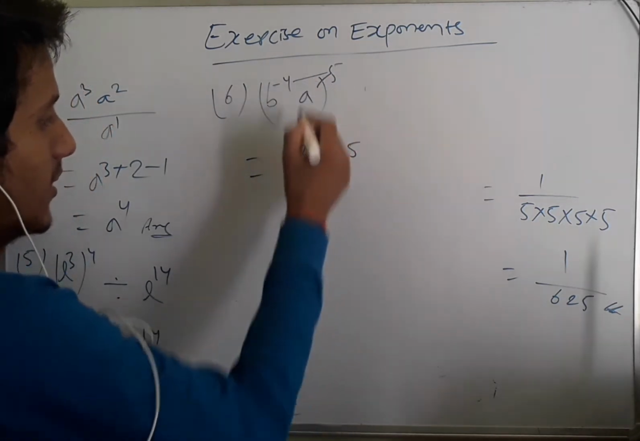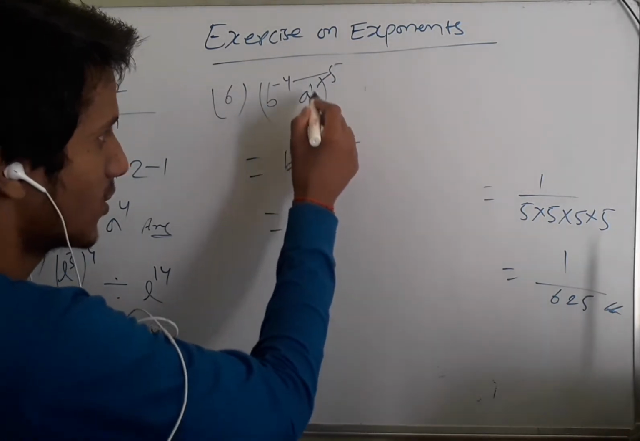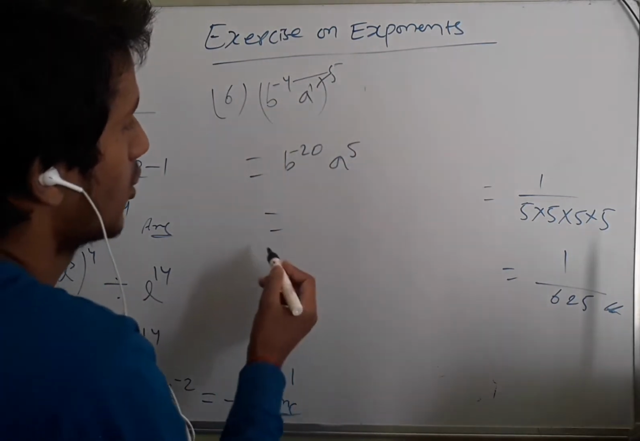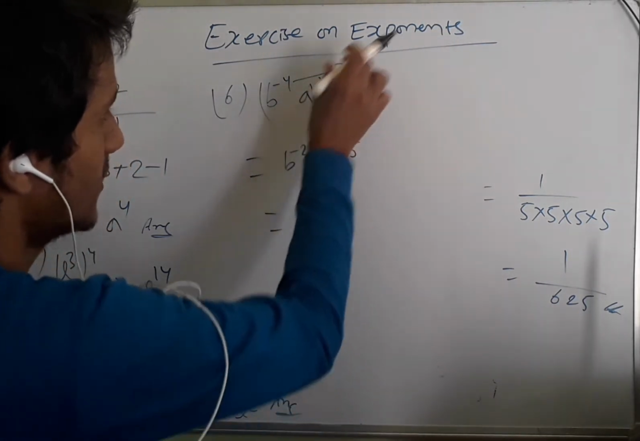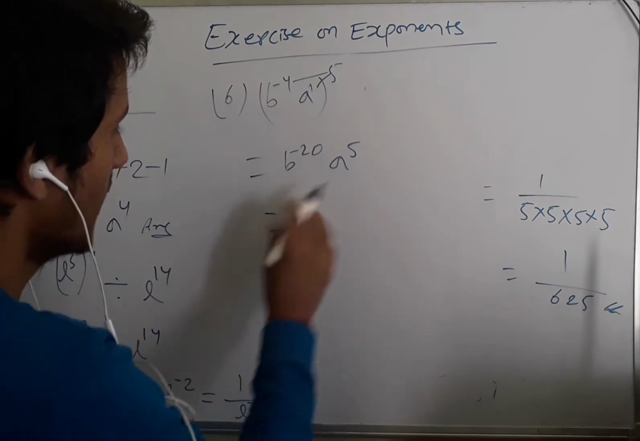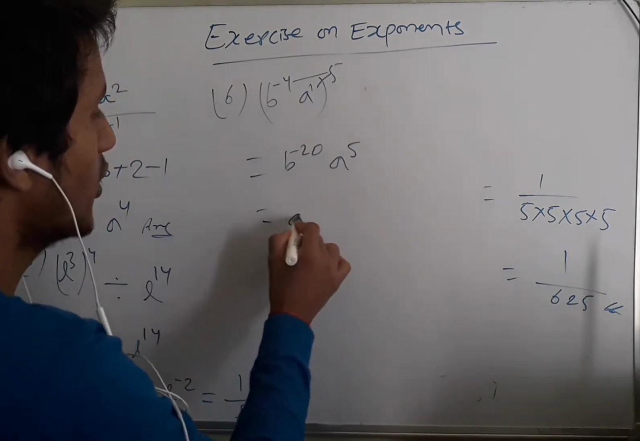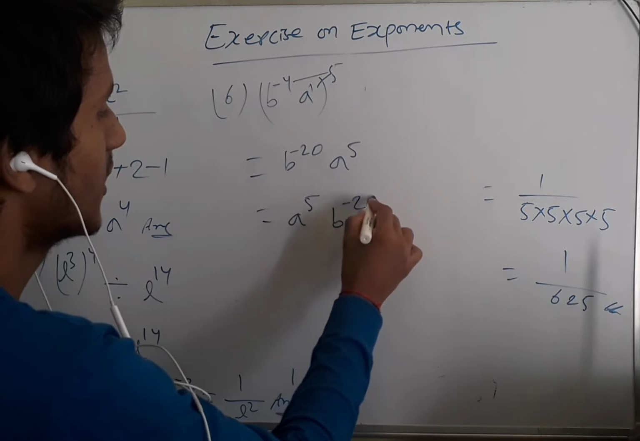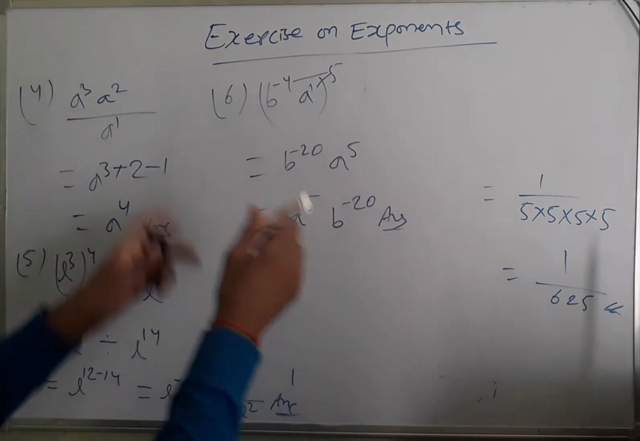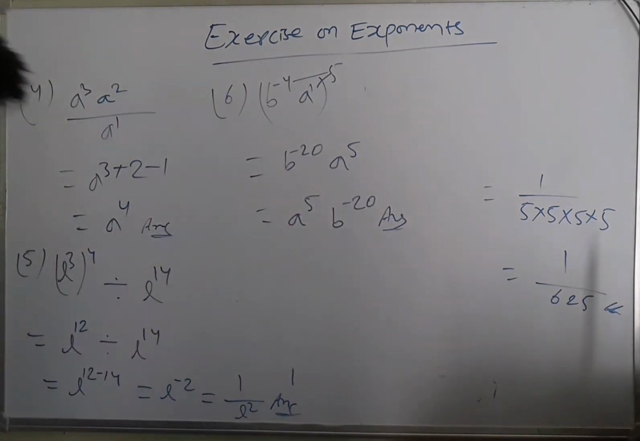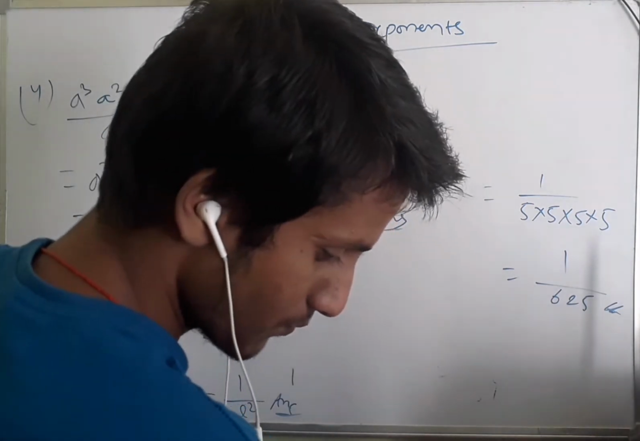Okay, the powers will be multiplied. It is already 1, and 1 times 5 is 5. So a to the 5th it will be, and that's the answer. If you want to arrange it, you can write it like this, and that's your answer in simple terms. Next, number 7.